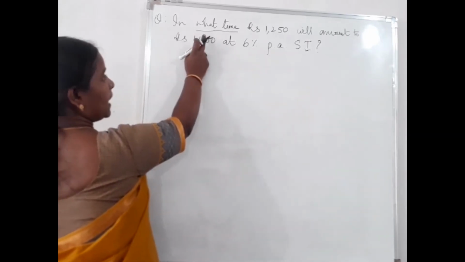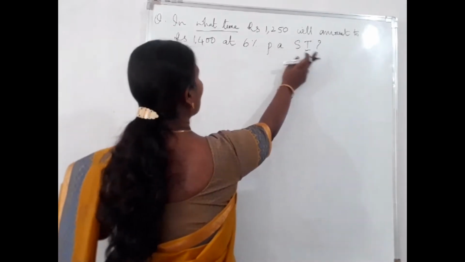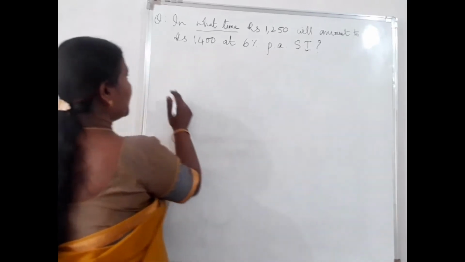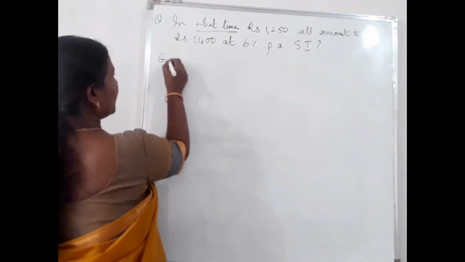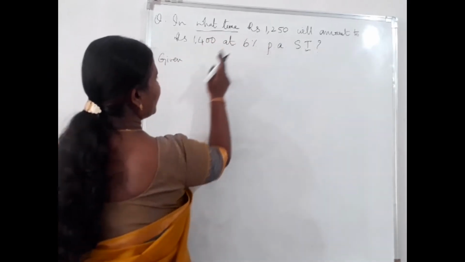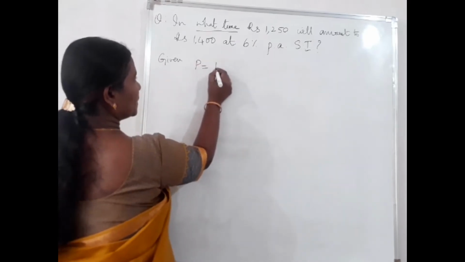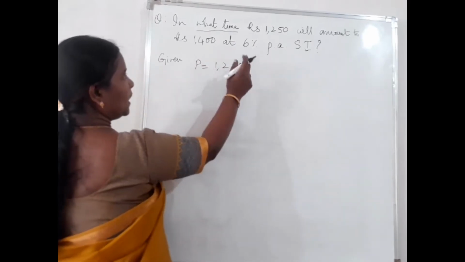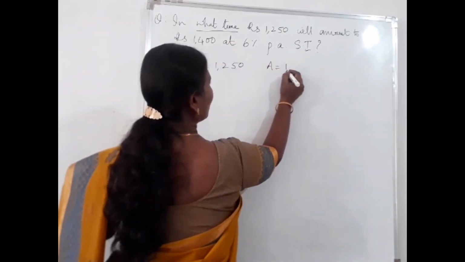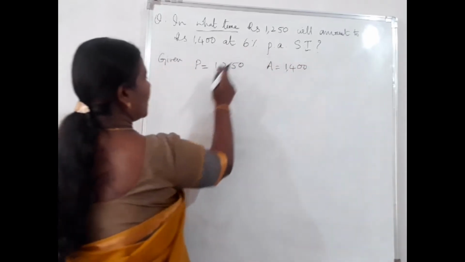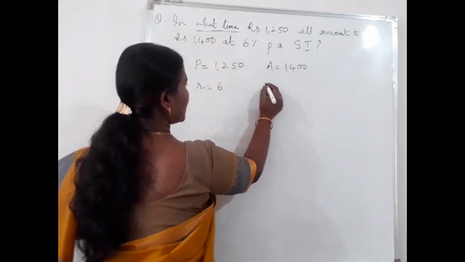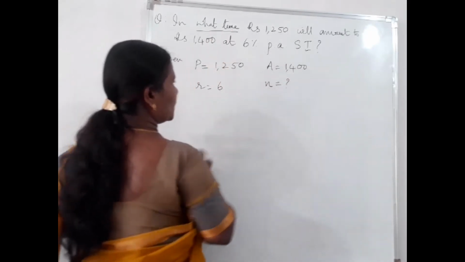In what time will rupees 1250 amount to rupees 1400 at 6% per annum simple interest? Now see what is given in the problem. Rupees 1250 is the principal, which is becoming 1400, so the amount is 1400. Now R is 6, and we are asked to find N.